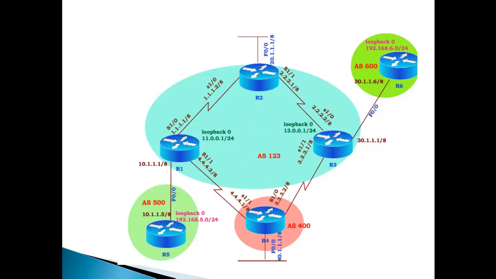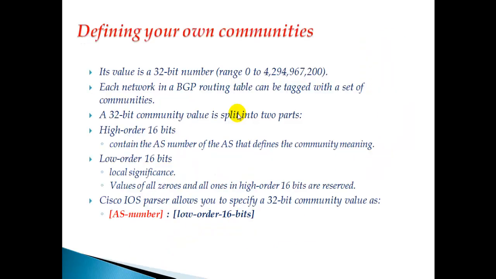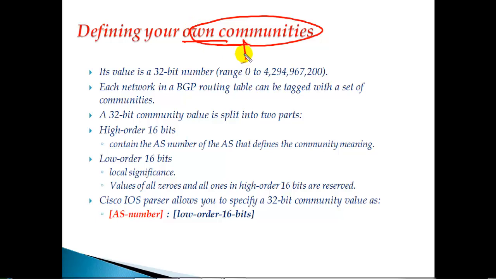There are many other ways, like you can use ACLs and prefix lists to filter the routes, but we can also use the BGP communities to filter the routing updates by using these predefined well-known community attributes. So the next thing we'll see, the second category of the attributes, is something called our own communities.